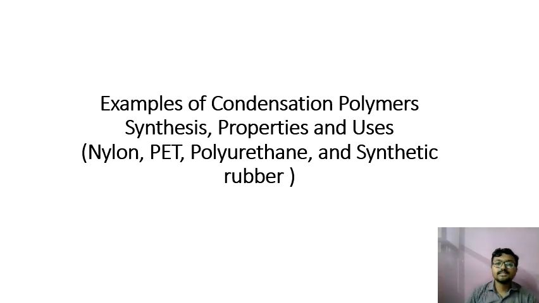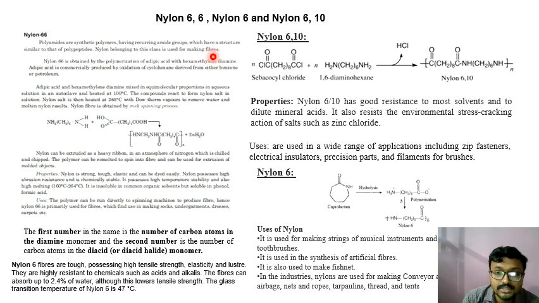Okay. Next, we'll discuss the different types of condensation polymerization. In condensation polymerization, we have to discuss nylon, then PET, polyurethanes, and synthetic rubber. Okay. First one is nylon.